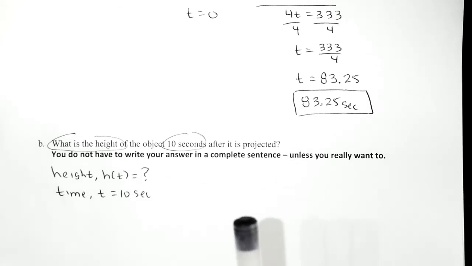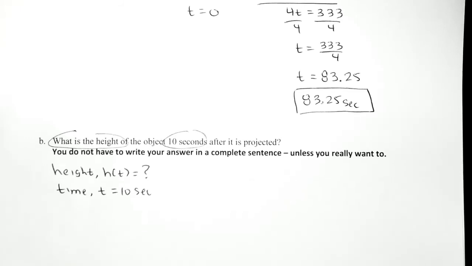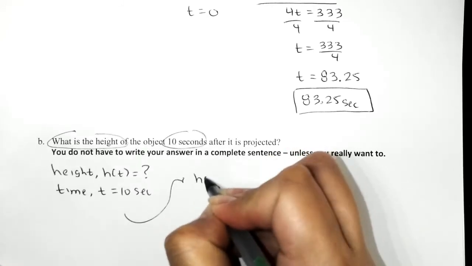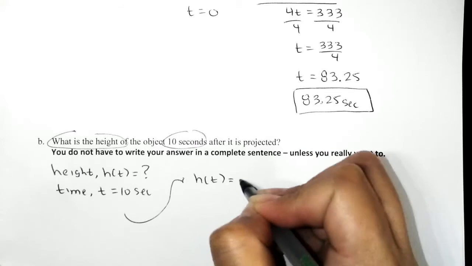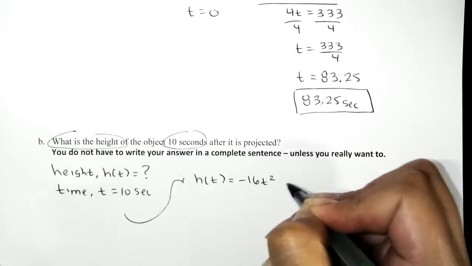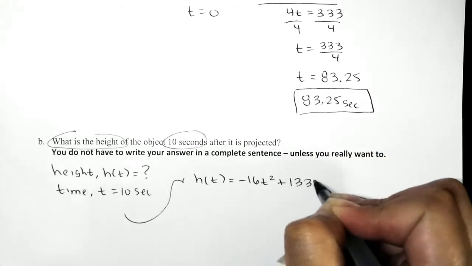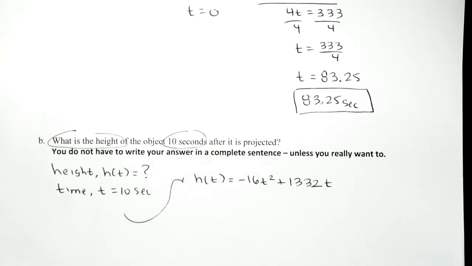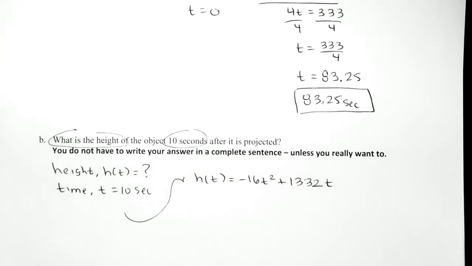Okay. It could probably still be in the air, or it could probably be coming down or whatever. So I'm going to start out with the function that gives us the height. According to the problem, we have h of t equals negative 16t squared plus 1332t. Okay, so plug in what you have, find what you need.